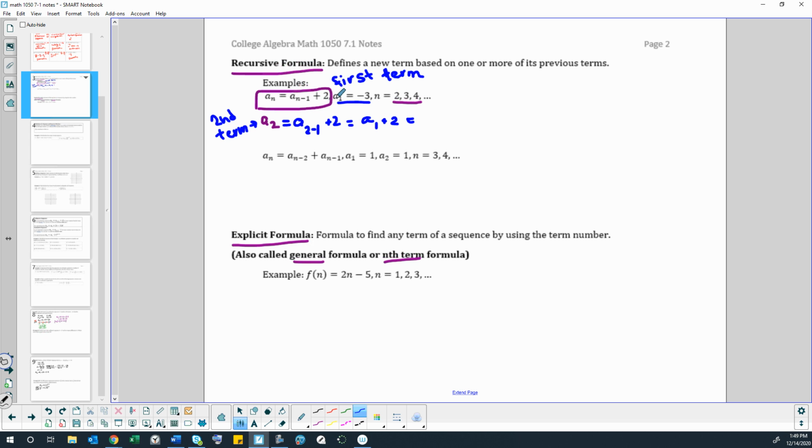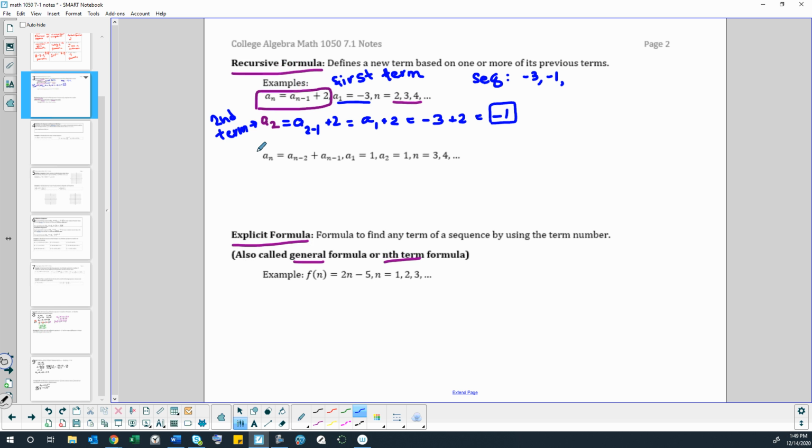Well, look, they gave us A sub 1. A sub 1 is the name of the term negative 3. So if we're doing term A sub 2 minus 1, we're taking term 1 and we're adding 2 to it. So we're taking term 1, which is negative 3, and we're adding 2 to it. And we get the answer negative 1. That's the second term in our sequence. So far we have our sequence consisting of negative 3 is the first term and negative 1 is the second term.